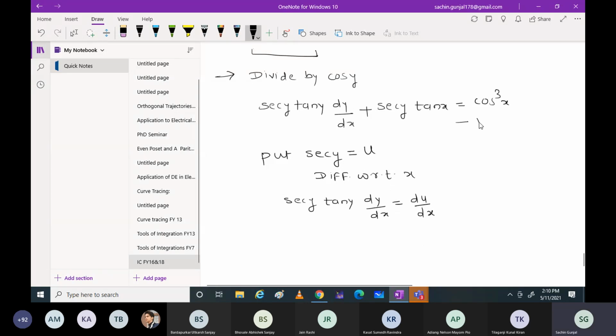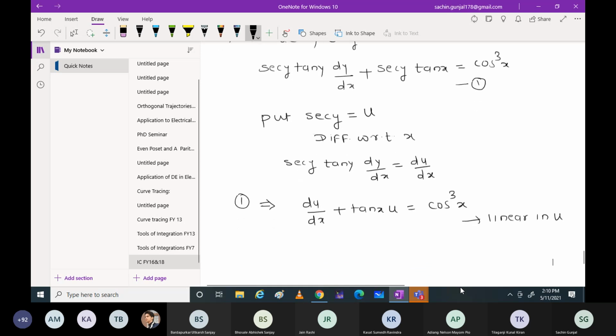So this differential equation becomes du by dx plus tan x into u is equal to cos cube x. Okay, so this is linear in u. So now you can complete it as a homework. Are you able to do after this? Just let me know. Yes, sir, we are. Okay. Fine.